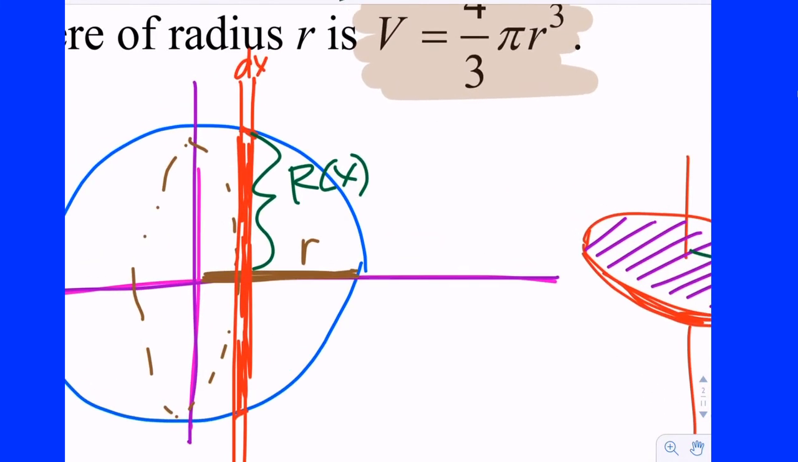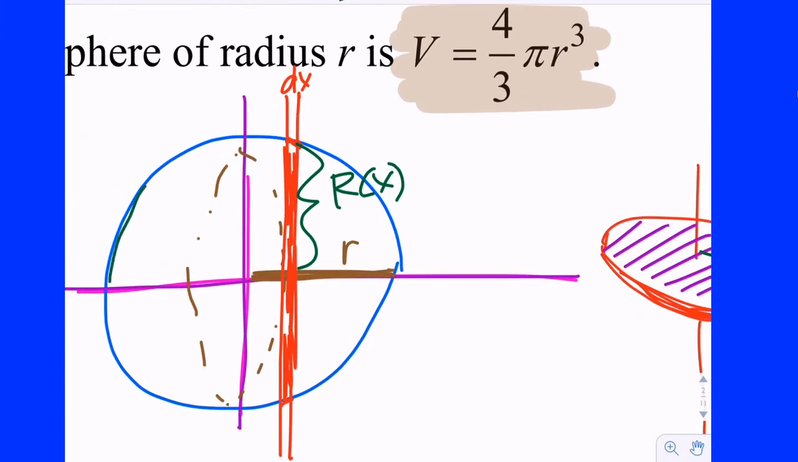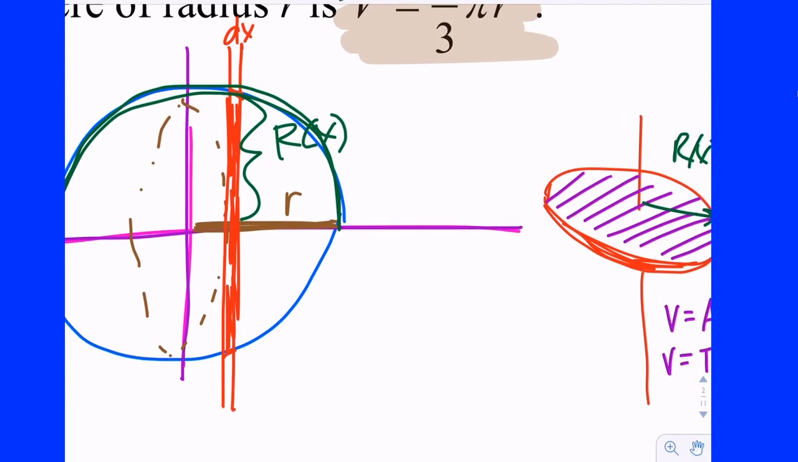Well, big R of x is pretty easy to find the equation for, because if you just look at this, it is a semicircle, and the equation of that semicircle is just the square root of the radius squared minus x squared. That's the equation of a semicircle, where r is the radius of the sphere.